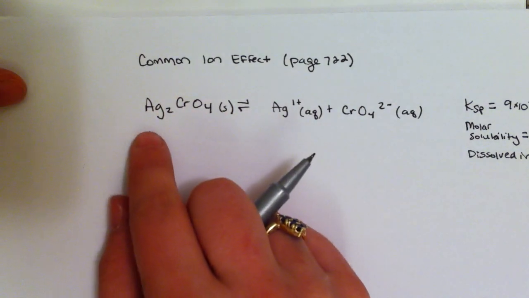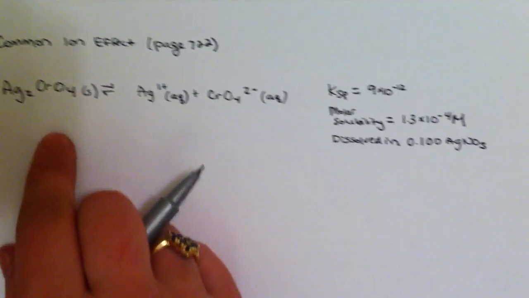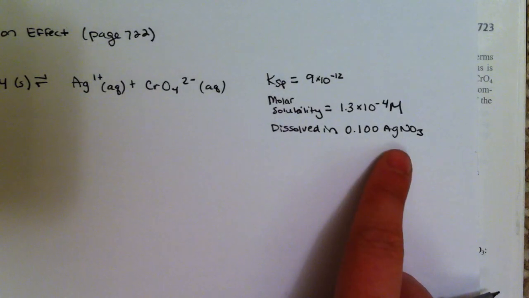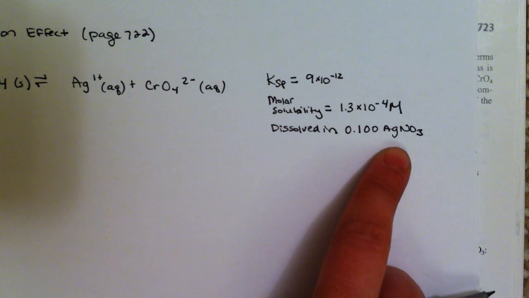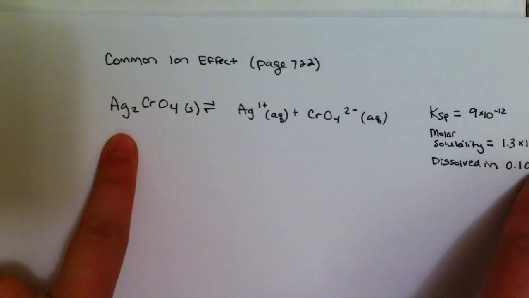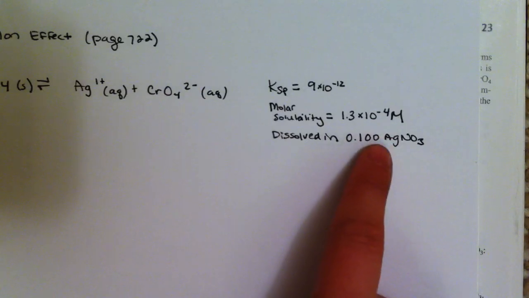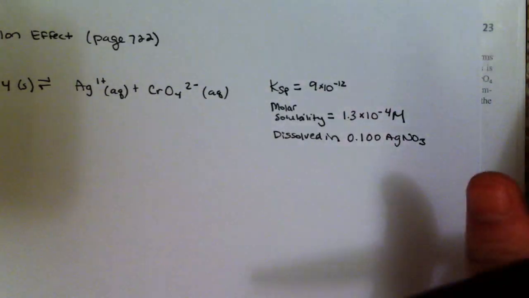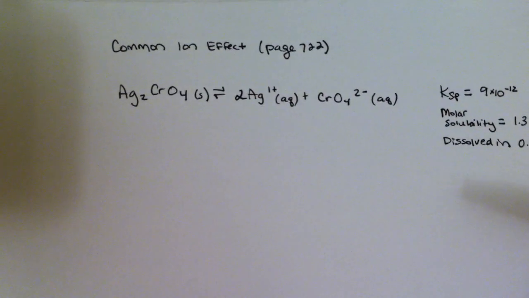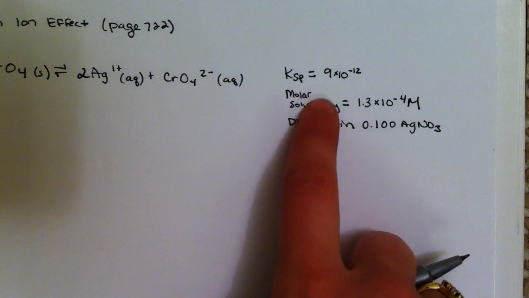So, for example, this silver chromate is going to be dissolved in 0.100 silver nitrate. So can you guys figure out what the common ion is? It's the silver. See? Silver and silver. So, I have my equilibrium equation written here. And basically, I'm given the KSP in the problem.